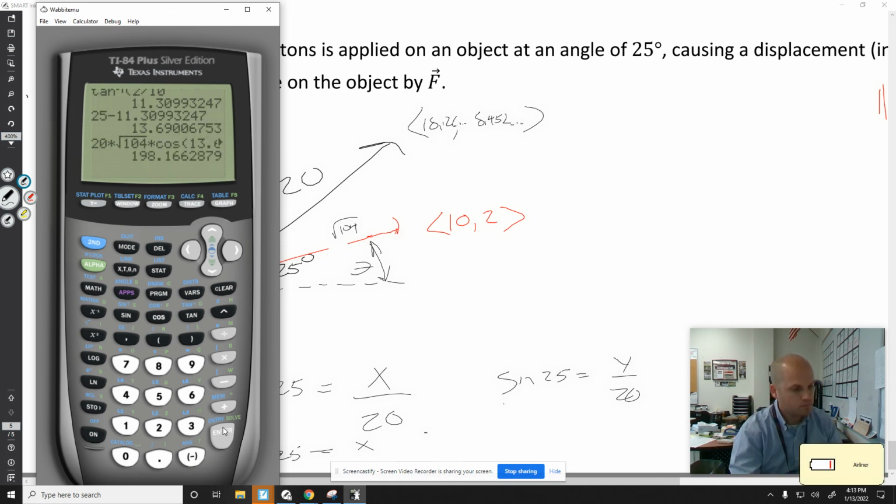Okay? That, my friends, is vectors. Let's do well on the test.